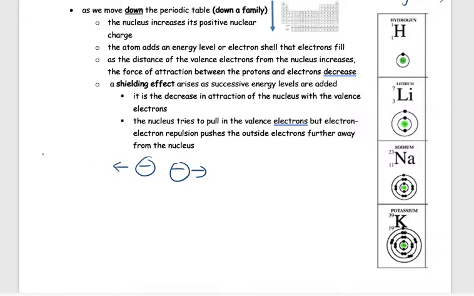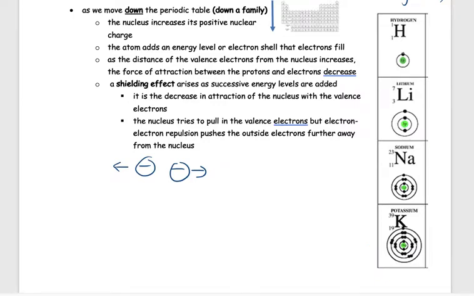So how does that relate to the atomic radius and the ionization energy? Well, as you go down, because there are more and more shells, you're getting a greater distance from the nucleus, therefore your atomic radius is increasing as you go down, okay? All right, but what's happening with the ionization energy? Well, as you go down, it's getting easier and easier to rip off this electron, right?